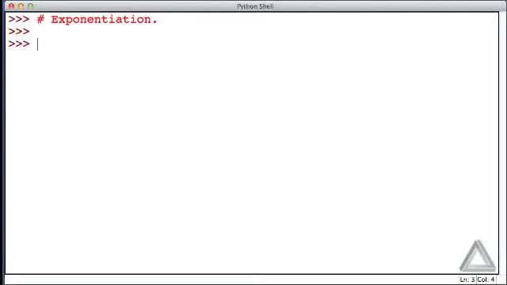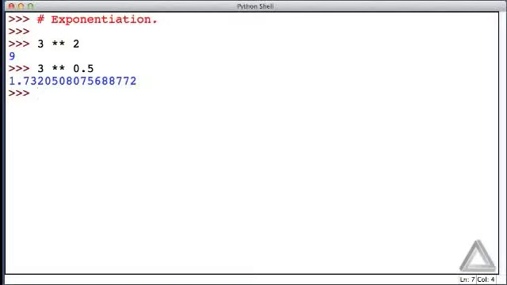So if we want to square the number 3, we write the base, which is 3, two asterisks, and then if we're interested in squaring it, the exponent would be 2, and hitting return now, we get 9. Either the base or the exponent or both can be floats. So let's say we want to calculate the square root of 3 rather than square 3. In that case, we'd take 3 and raise it to the 1/2 power, or 0.5. Hitting return, there we get the square root of 3.